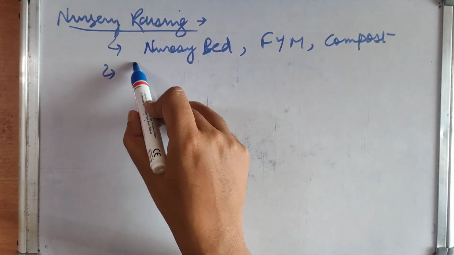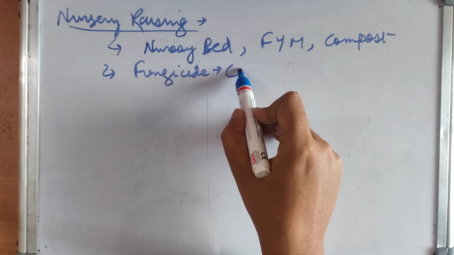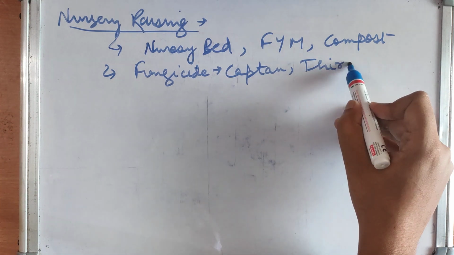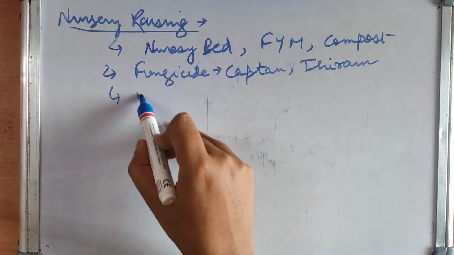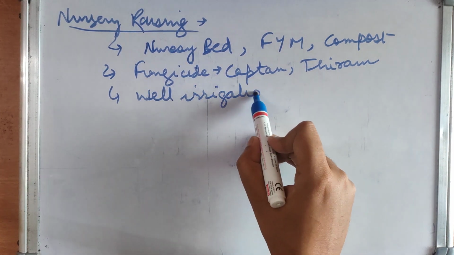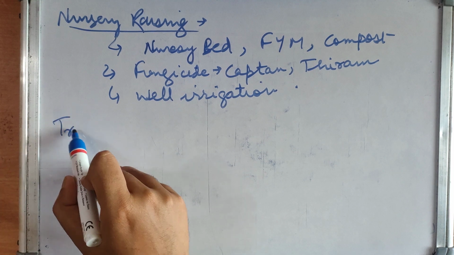We can use fungicides such as Captan and Thiram. The nursery should be well irrigated. So these are major things we need to take care of in nursery raising. Now transplanting.